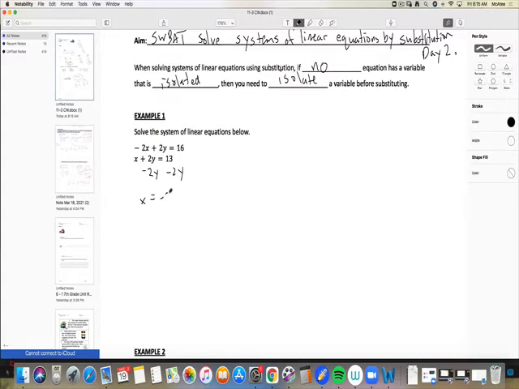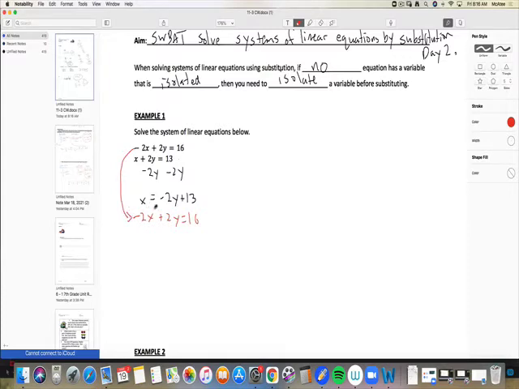And for substituting, it does not matter if the x or y is isolated, because we could substitute either one to solve. So let's take this new guy. I have x equals negative 2y plus 13. And then I'm going to take negative 2x plus 2y equals 16 from here.